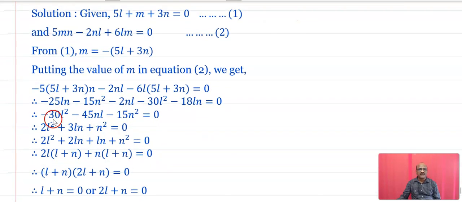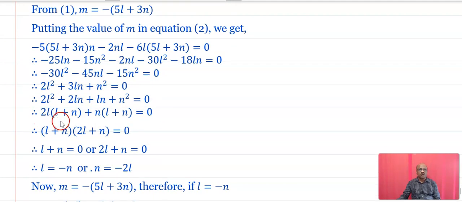Again, if we simplify it by dividing by 15, you will get 2l square + 3ln + n square = 0. And this is the quadratic equation. 3ln can be written as 2ln + ln, so 2l square + 2ln + ln + n square = 0. Take 2l as common, in brackets you will get l + n. Take n as common, in brackets you will get 2l + n. The factors are, in first bracket l + n, in second bracket 2l + n, equal to 0.